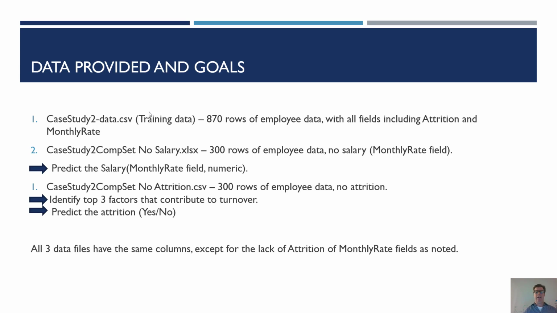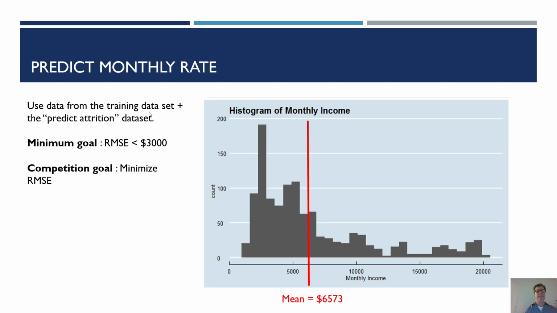The second set was a smaller set where the monthly rate was missing, and the goal is to predict the monthly rate. The third set is another smaller set where the attrition is missing, and the goal is to predict the attrition. All these files had the same columns, and none of the data was missing other than the monthly rate and attrition as noted.